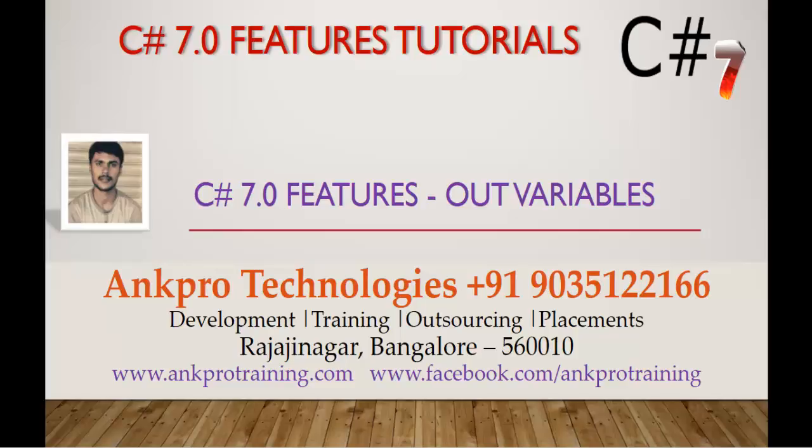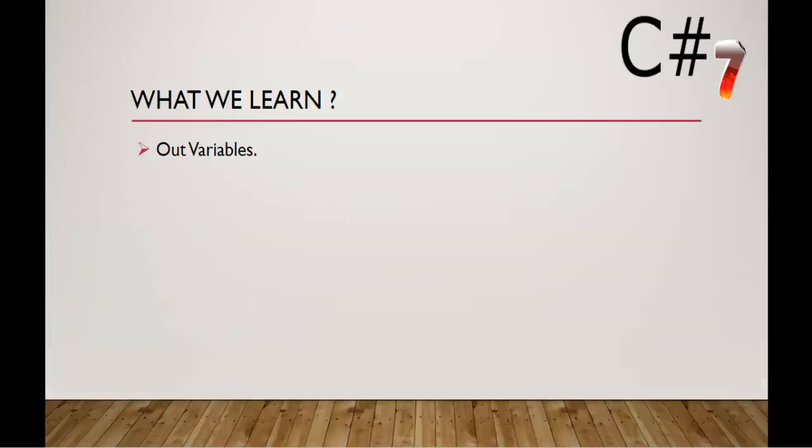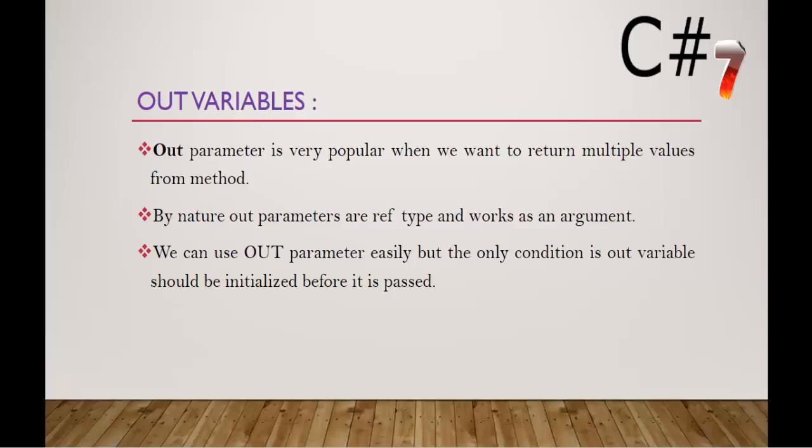My name is Harish. So in this session, we are going to learn another important feature of C Sharp version 7, that is out variable. So out parameter is very popular when we want to return multiple values from a method. We all know that a method can return only one value at a time, but if you want to return multiple values, then we can make use of out parameter.